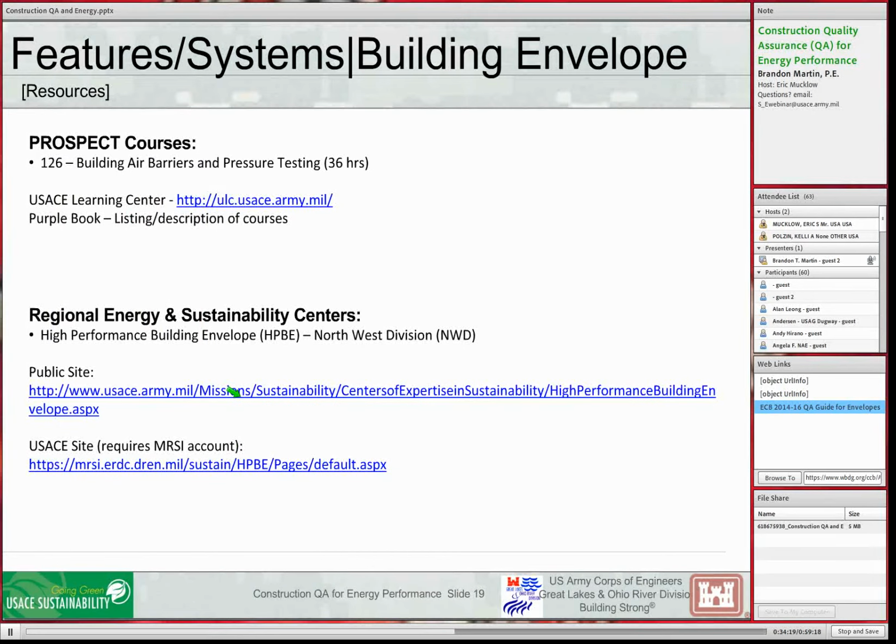There is a PROSPECT course for building air barriers and pressure testing. So if you go to the purple book, you can find that course. There is a regional center for energy and sustainability for high performance building envelopes. That's Northwest Division, and these are their websites.